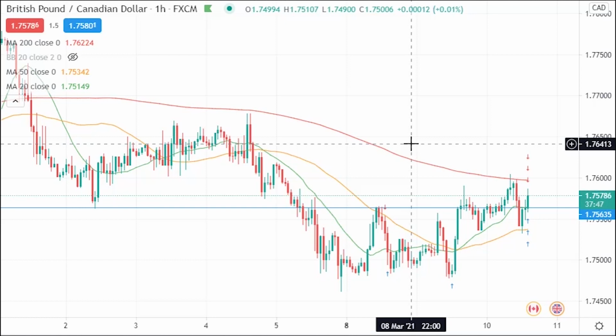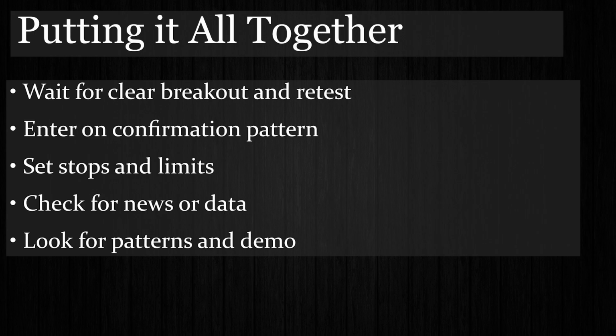So that's that for setting stops and limits. All right, so now let's put it all together.